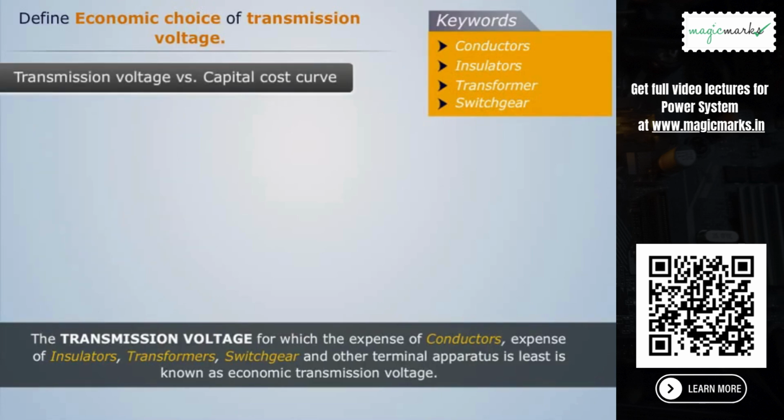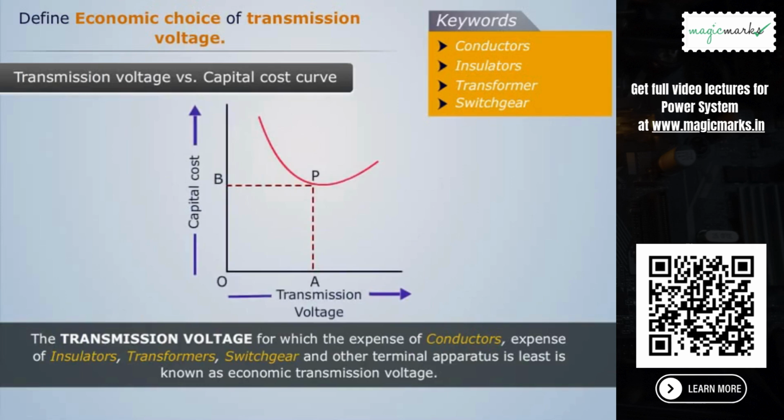Transmission voltage versus capital cost curve. This is an alternate technique for discovering the expense, however not used widely because of less exactness. The curve is drawn for aggregate expense of transmission against voltage. The lowest point P on the curve gives the ideal transmission voltage.